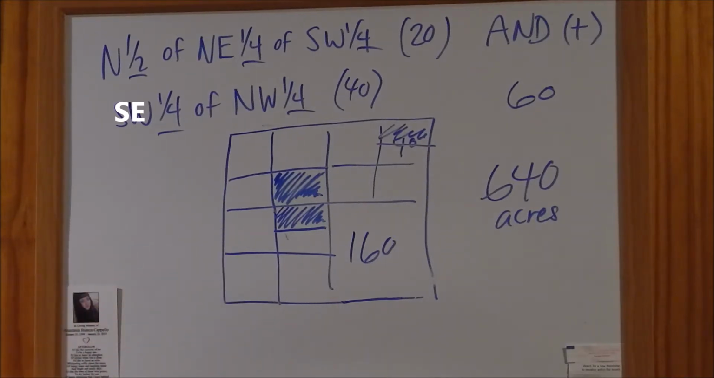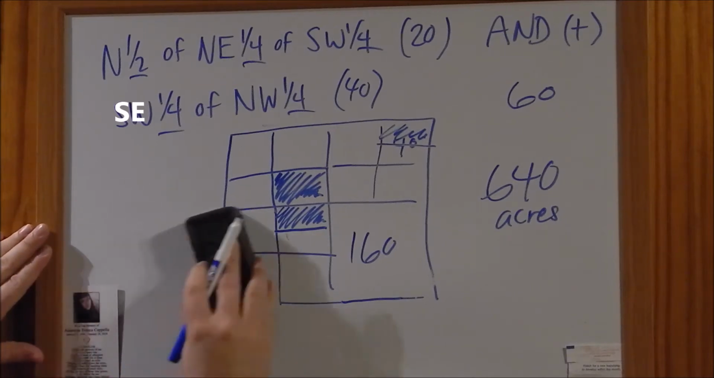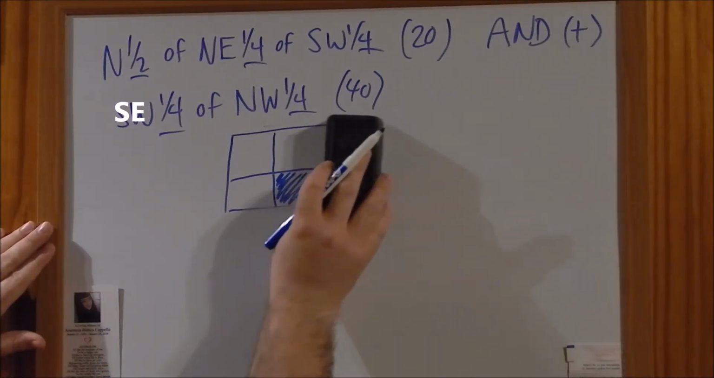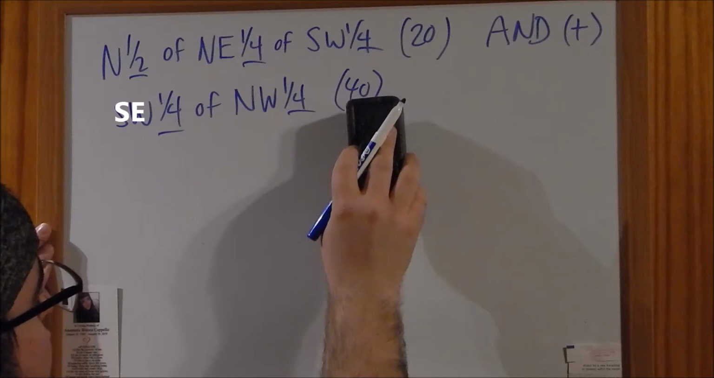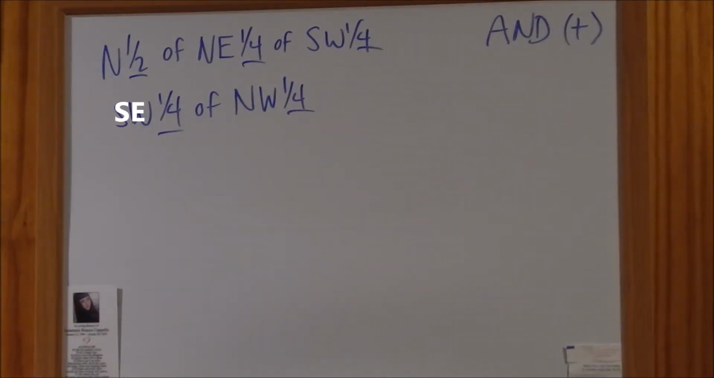You can draw it out. There's nothing wrong with that. You just got to make sure you're drawing in the correct quadrants and that you're drawing the right size lots. How else can we figure this out? Algebra, you guessed it.